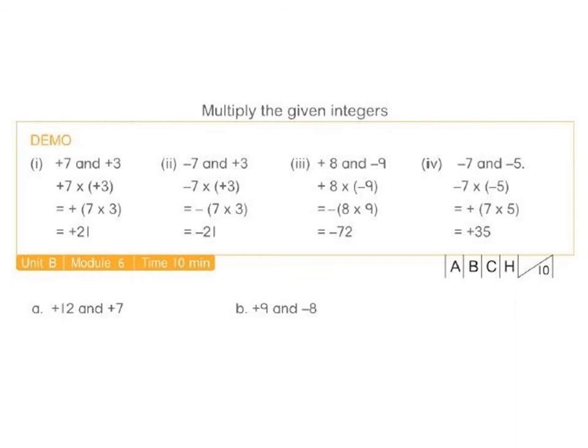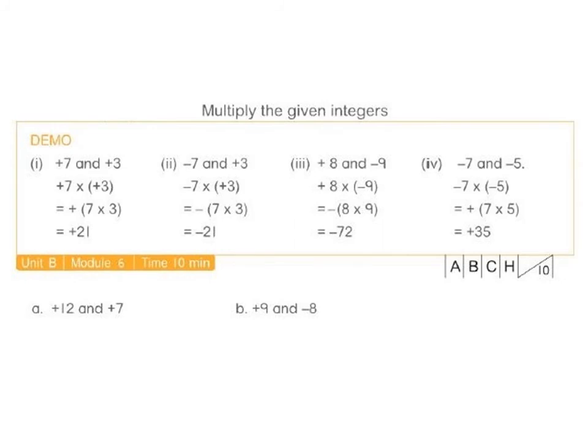Now concentrate on demo number 2 and demo number 3. In both of these, one of the integers is positive and one is negative. So the resultant will always be negative. So in the second one, 7 into 3, 21, and the sign is negative. So the answer is minus 21. And in the third one, 8 into 9, 72, and the sign is negative. So the answer is minus 72. Similarly, pause the video for 4 minutes. Try the problem given below.